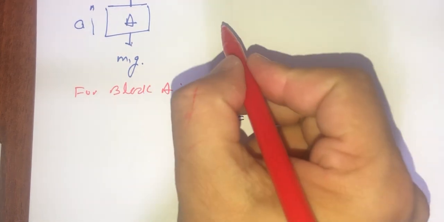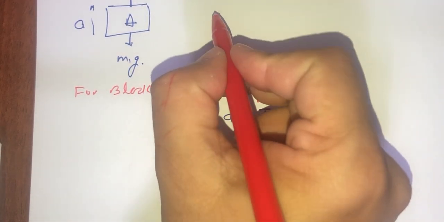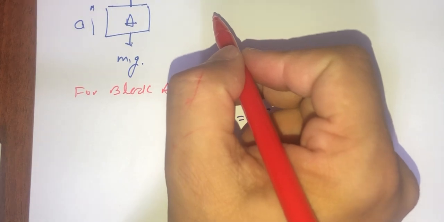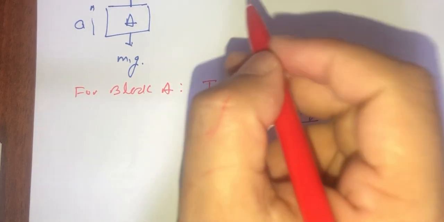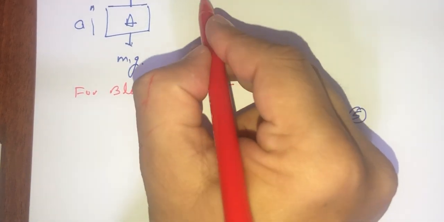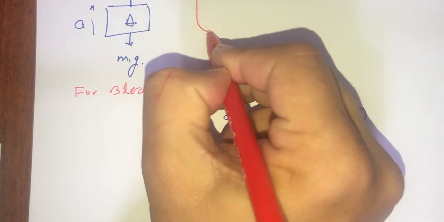And similarly we find out for the pulley E. So we draw for pulley E.